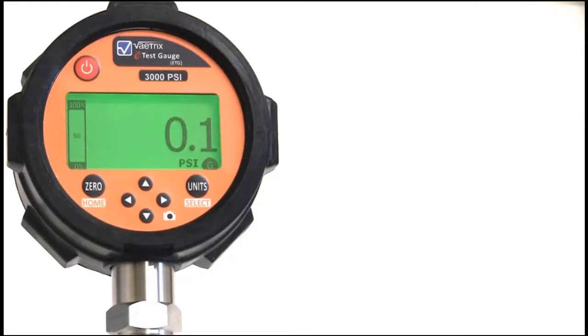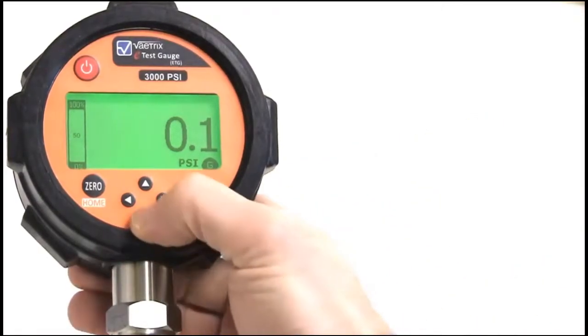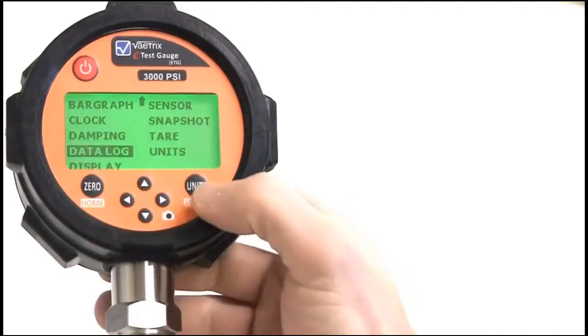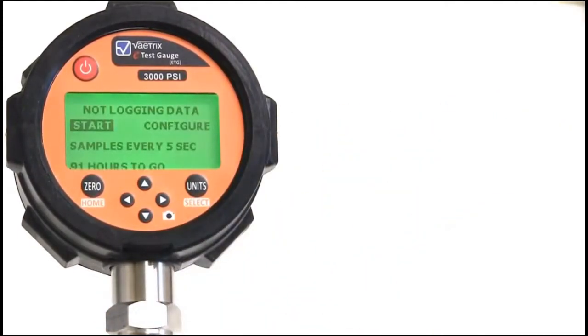ETG series. So the unit is powered on. To get into data logging, I'm going to press the down arrow key to get into the menu. I'm going to select data logging. So right now we're in the data logging menu. Right now we're not data logging.